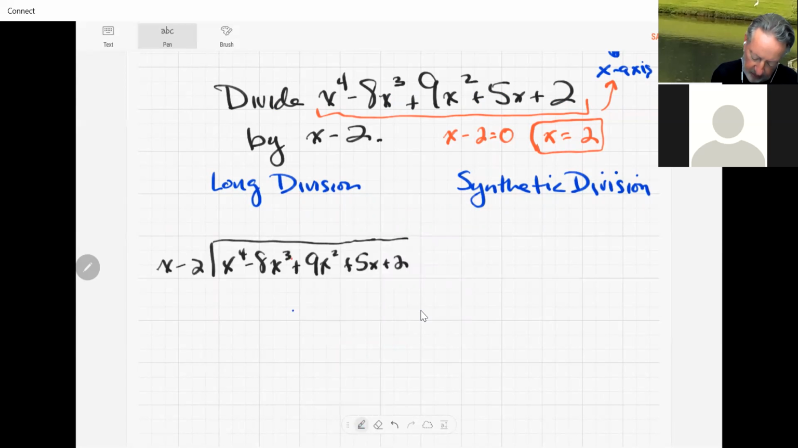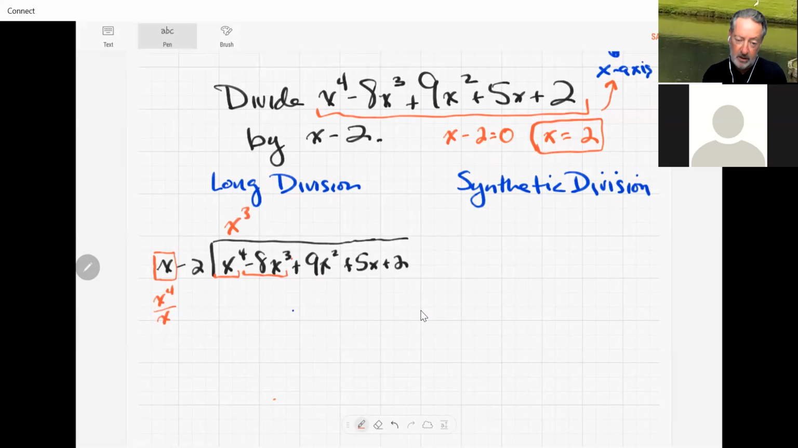When we do long division of polynomials, what we focus on is dividing by x, not by x minus 2, but just x. And we want to see how many times it's going to go into each one of these terms. So how many times does x go into x to the fourth power? If I divide x to the fourth by x, I'm going to get x to the third power.